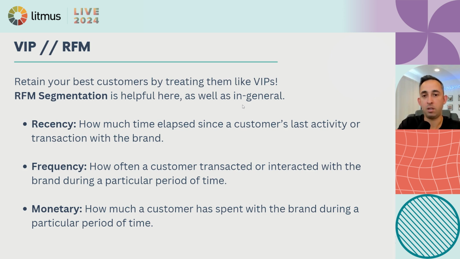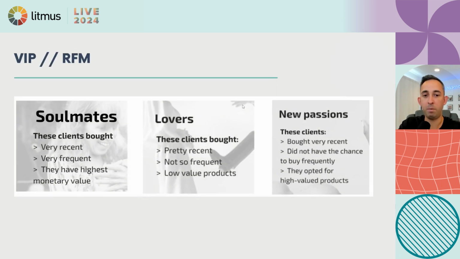Frequency is, let's say, over the last 30 days or last 90 days. Let's say the last 90 days. How many times did they buy from you? And monetary value is, in those times that they purchased from you, how much did they actually spend? And this is a great way to leverage segmentation and a great way to treat people like VIPs, because you want to talk to different people differently.